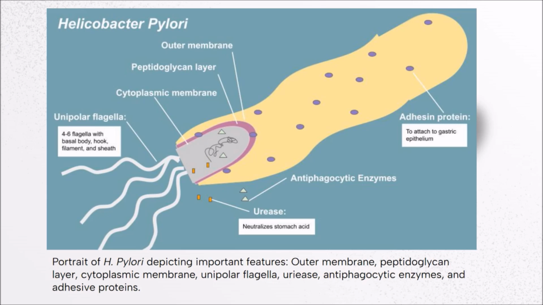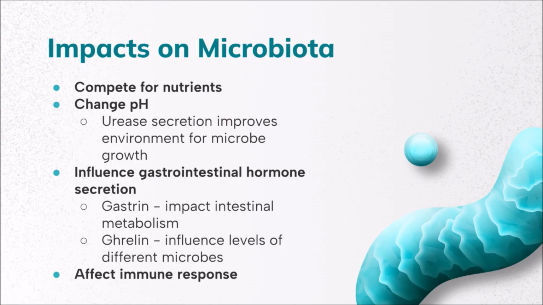This figure that I created of H. pylori depicts the outer membrane, peptidoglycan layer, cytoplasmic membrane, and flagella. You can also see the purple little dots representing adhesin proteins, little triangles representing the anti-phagocytic enzymes, and little squares representing the urease.